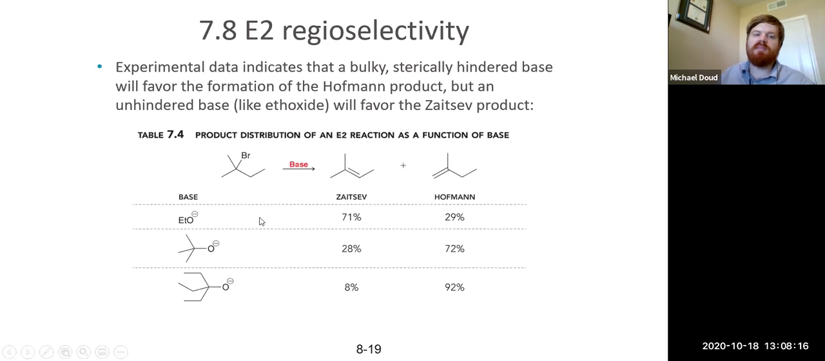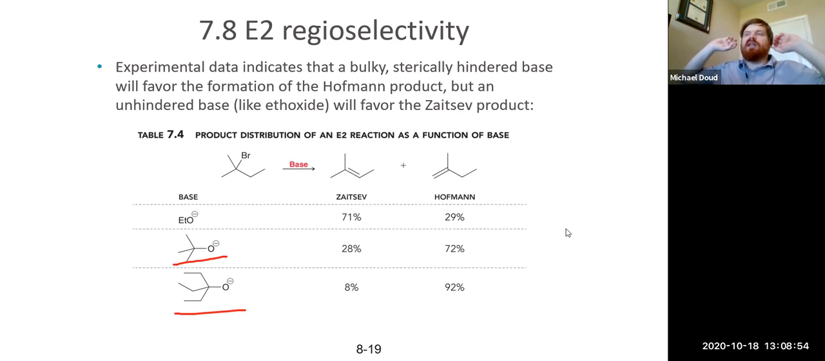So let's think about why that might be. Ethoxide, we already looked at in this case. We've got 71% Zaitsev versus 29% Hofmann. If we change that base to tert-butoxide, that's this one here, the conjugate base of tert-butanol, this giant bulky base all of a sudden is going to favor the formation of the Hofmann product rather than the Zaitsev product. And there are even bulkier bases that will push it even further towards the Hofmann product. So this is a way that we can preferentially make the Hofmann product rather than the Zaitsev product.